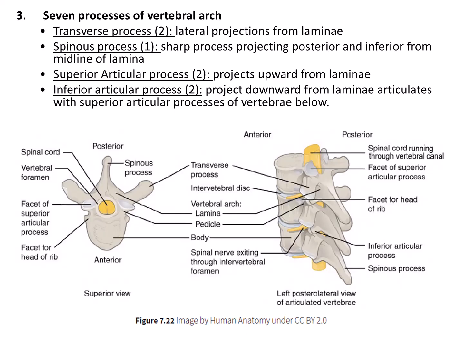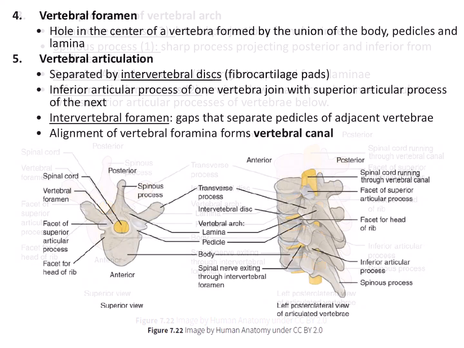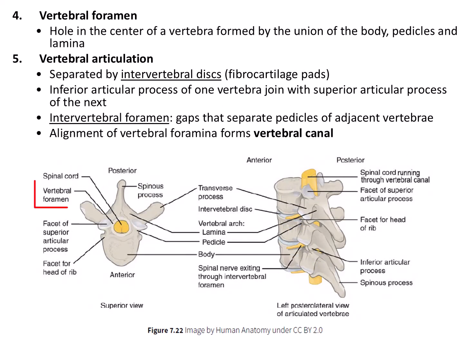When you stack vertebrae together, the inferior articular process of one vertebra will articulate with the superior articular process of the vertebra underneath it. The hole in the vertebrae is known as the vertebral foramen. When the vertebrae are stacked, these holes line up to form the vertebral canal and contain the spinal cord.